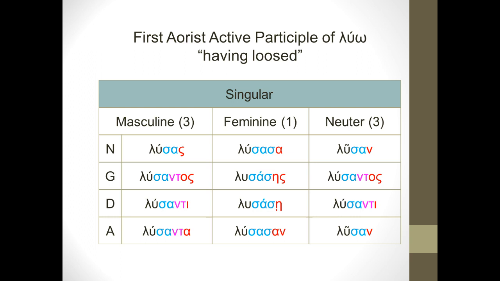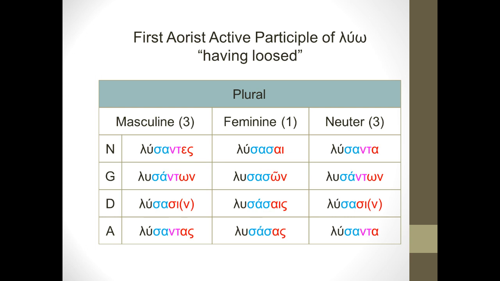Let's now take a look at the first aorist active participle in the plural. Again, we have the 3-1-3 pattern, with your cases there on the left. Notice here that what we have now looks even more consistent. There is our epsilon sigma in your nominative plural that we're already used to seeing. And then below that, it just follows the same pattern that you're used to seeing. So let's say it together.